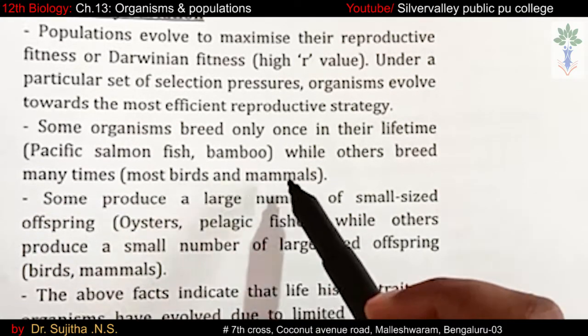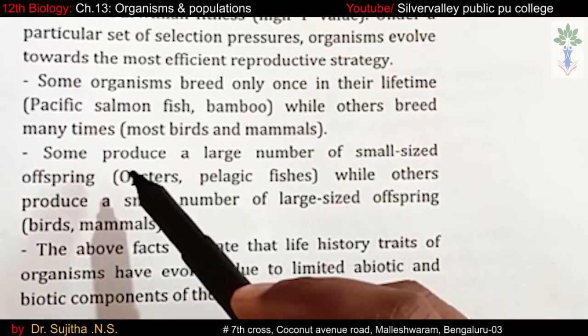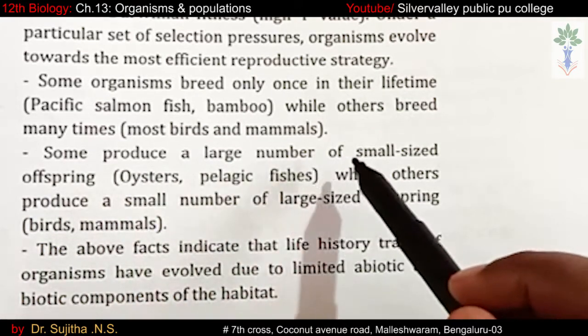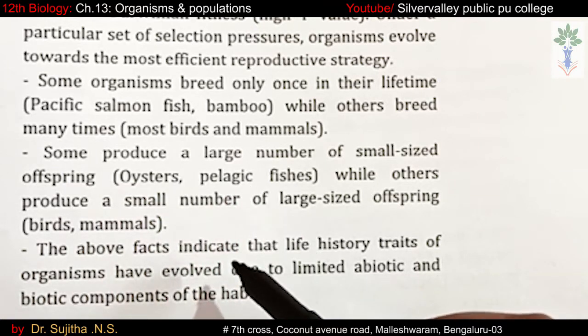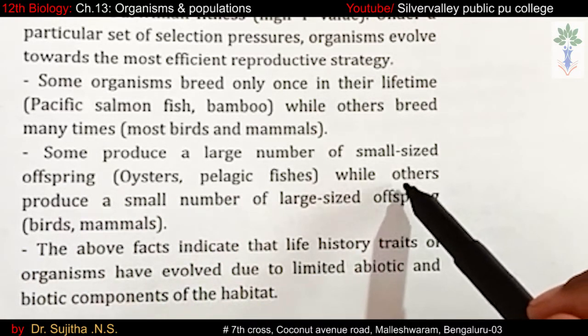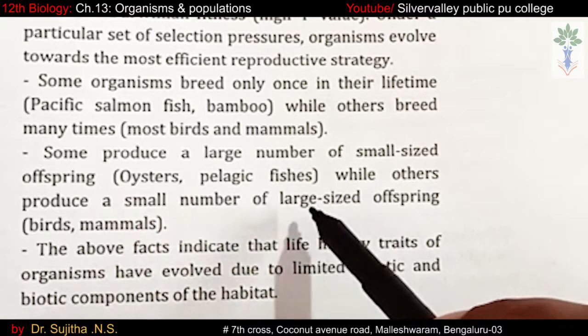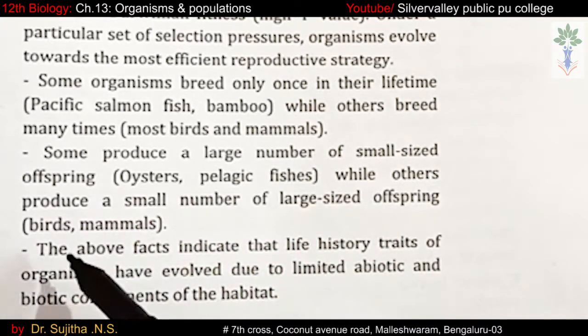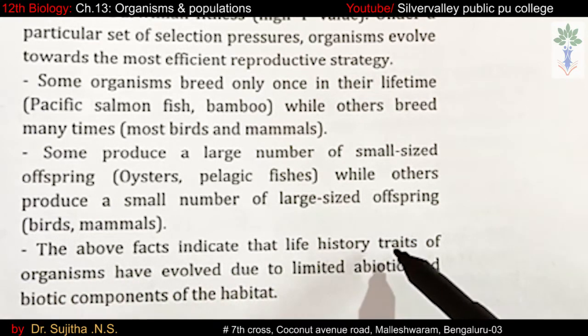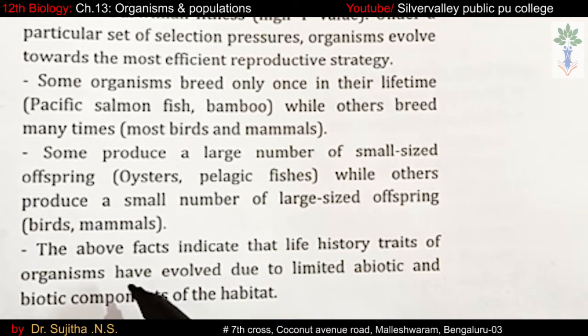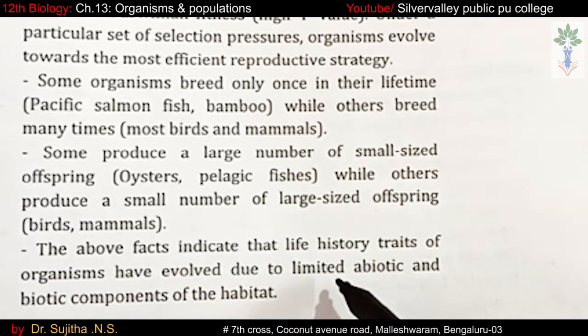Example, birds and mammals. Some produce a large number of small-sized offspring, like oysters and pelagic fishes, whereas other organisms produce a small number of large-sized offspring. Example, birds and mammals. And these facts indicate that these characteristic features of organisms have developed because of limited abiotic and biotic components present in the habitat.